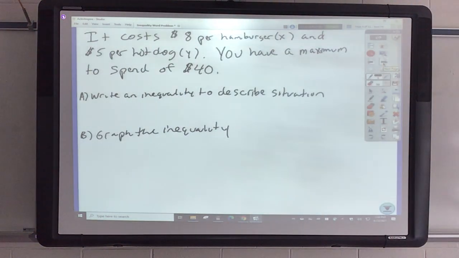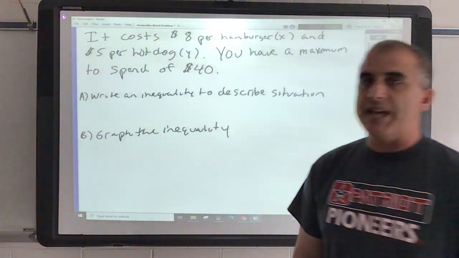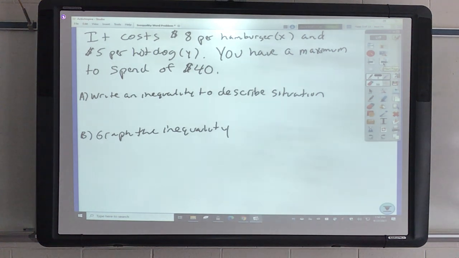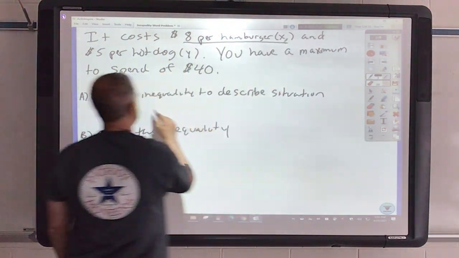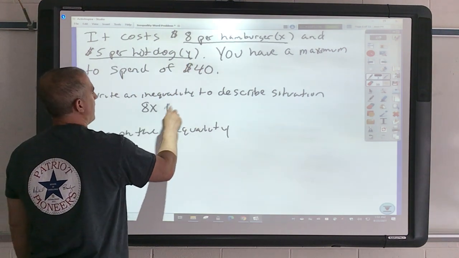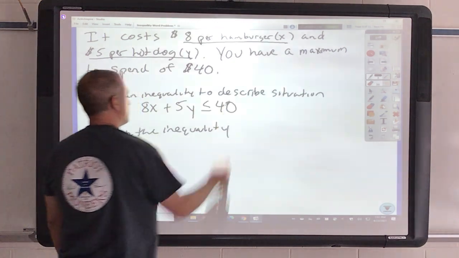Now, we're going to get into the two-variable inequalities, and for these, you're going to use Desmos to help you. It says it costs $8 per hamburger X and $5 per hot dog Y. You have a maximum of $40 to spend. So here's what this looks like: 8 per X, so 8X, plus 5 per hot dog, 5Y. It's the same deal. Spending is 40.